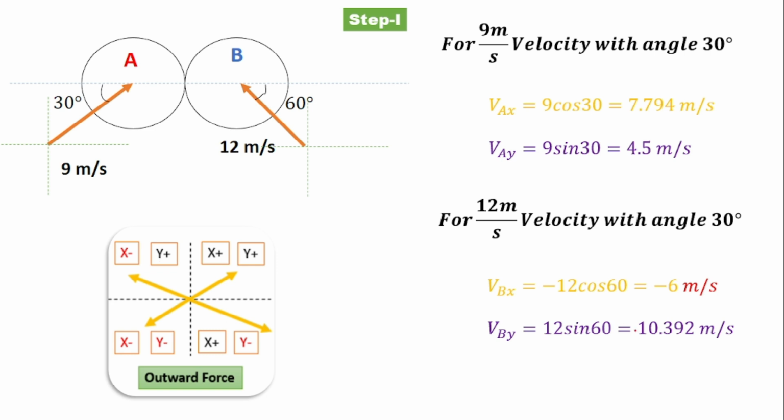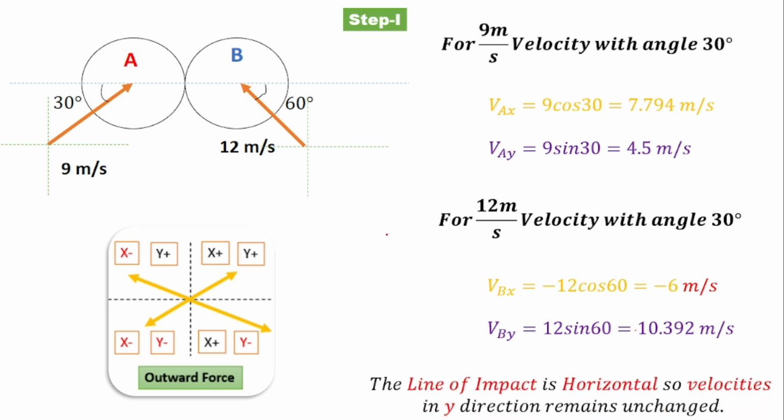So in this way you have to simply calculate the values of VAX, VAY, VBX and VBY with proper sign. After that, remember the line of impact. This is called the line of impact. The impact is horizontal, so the line of impact is horizontal, so only x direction velocities get changed after the impact. Y direction velocities remain unchanged.